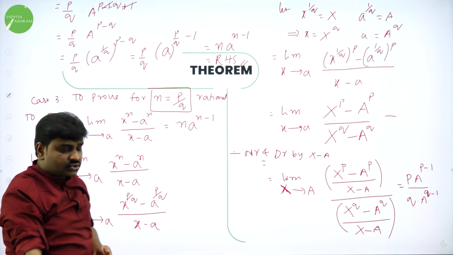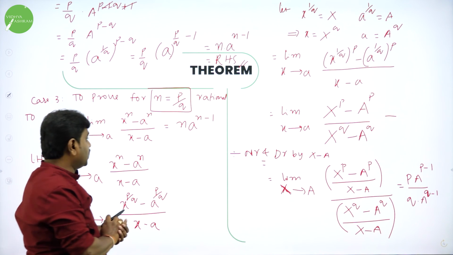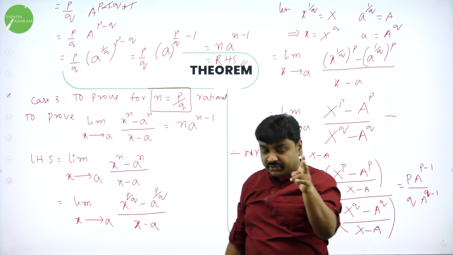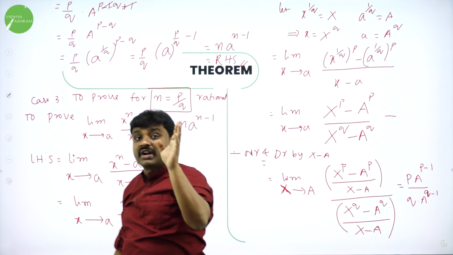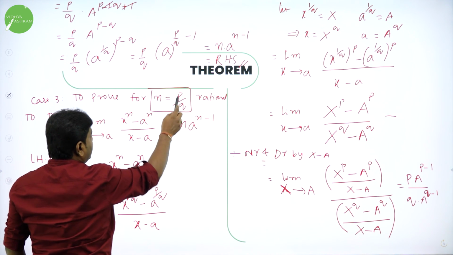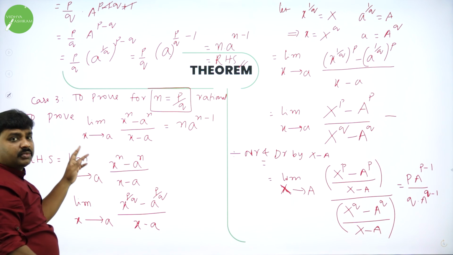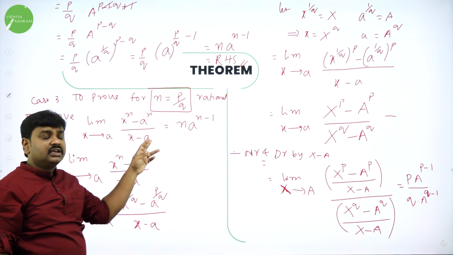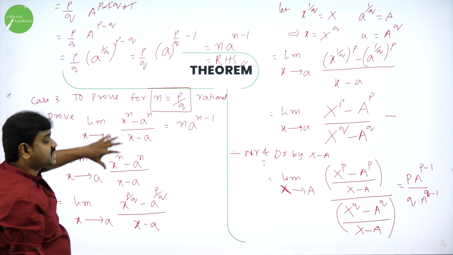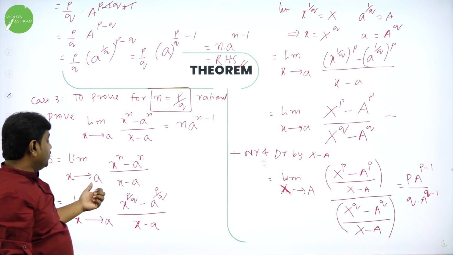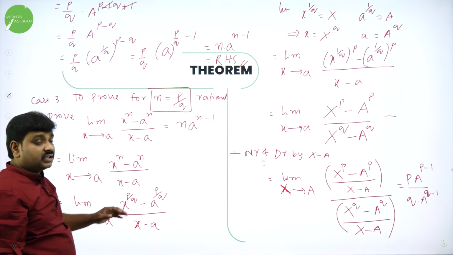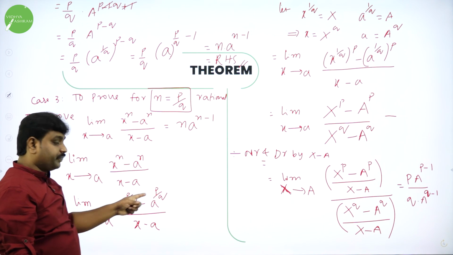I hope all of you understood this. Let me revise this part. Case 1 we proved for positive integers, case 2 we proved for negative integers, case 3 we need to prove for rational numbers. I am proving for a rational number, to prove n is equal to p by q. Take the theorem. What is the theorem? Limit x tends to a, (x^n minus a^n) by (x minus a) is n into a^(n minus 1). Take it as it is. Take LHS. What is LHS? Limit x tends to a, (x^n minus a^n) by (x minus a). Now after that, in the place of n put what? p by q.